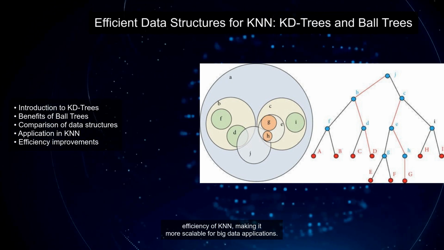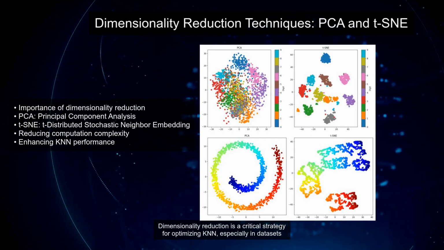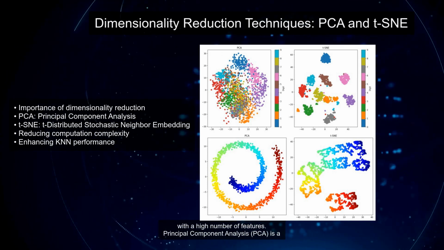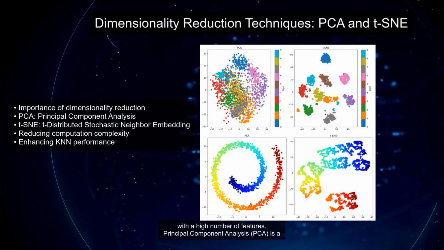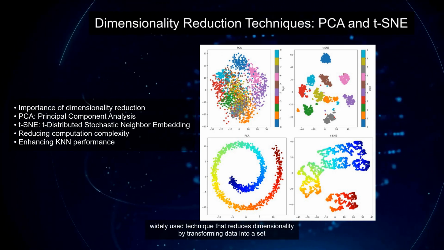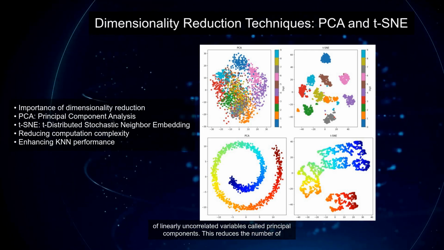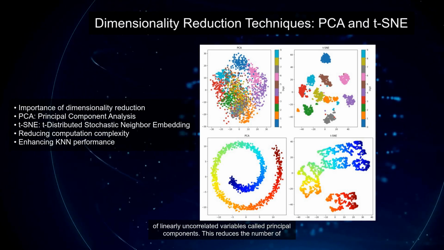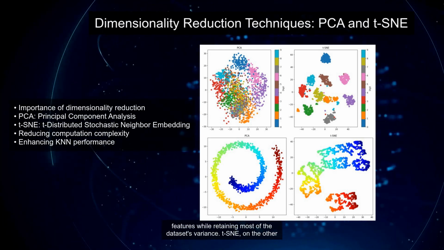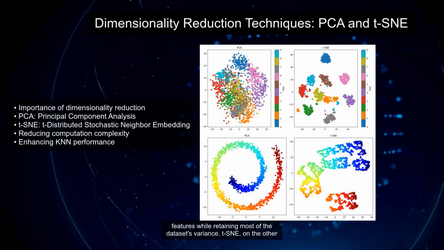Dimensionality reduction is a critical strategy for optimizing KNN, especially in datasets with a high number of features. Principal component analysis, PCA, is a widely used technique that reduces dimensionality by transforming data into a set of linearly uncorrelated variables called principal components. This reduces the number of features while retaining most of the dataset's variance.